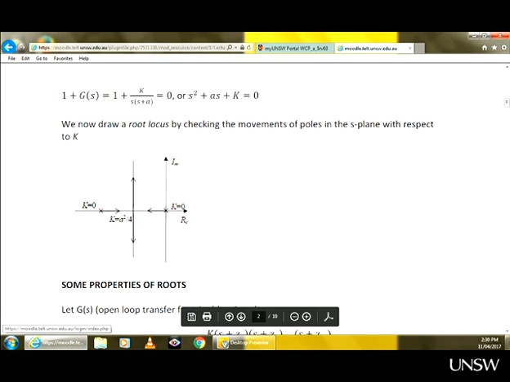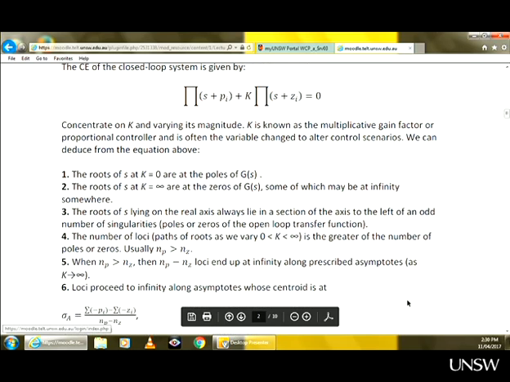Rule 4. How many of those branches, how many of those loci end up at infinity? Well, that is determined by the difference between the number of poles and the number of zeros.